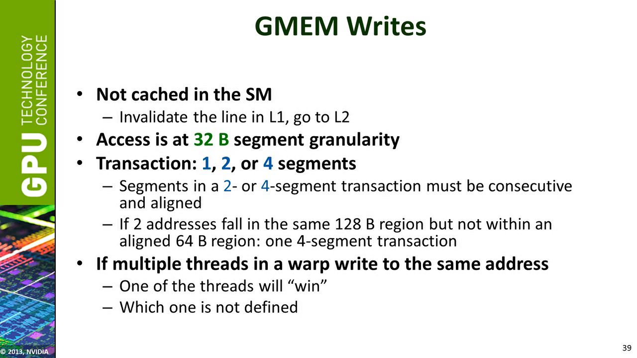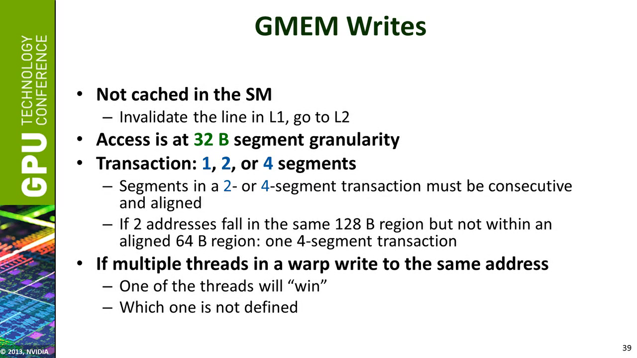To roughly quantify the difference, probably somewhere around the 5% range. If you have a completely bandwidth limited code and you give it address patterns that will always be 4 segment transactions versus scattered 1 segment transactions, probably somewhere around 5%, plus minus.